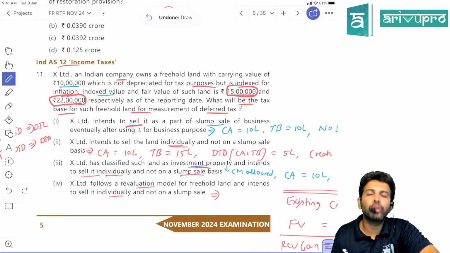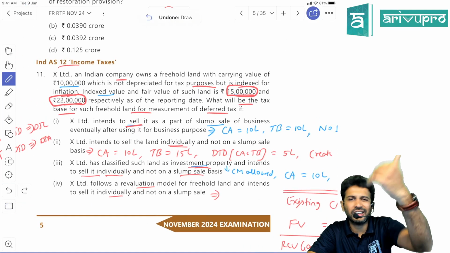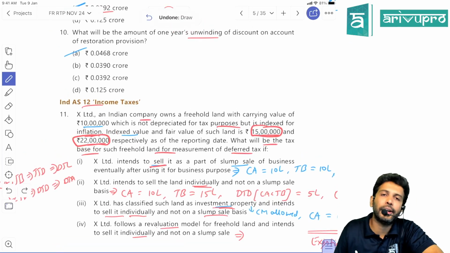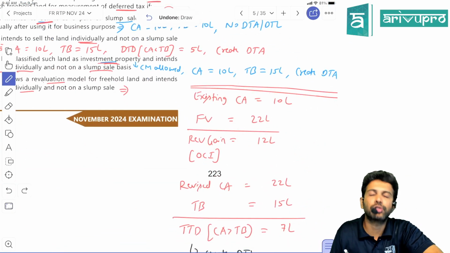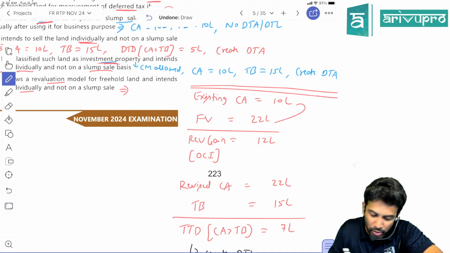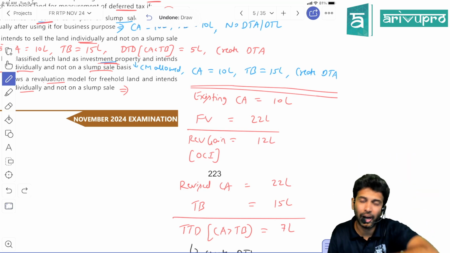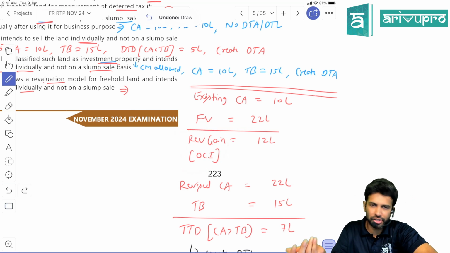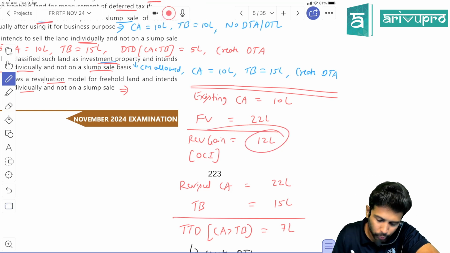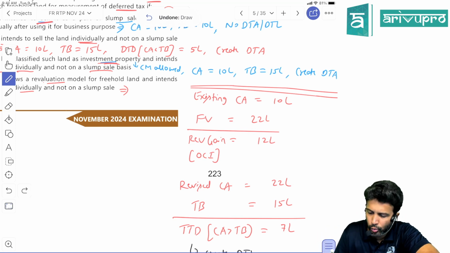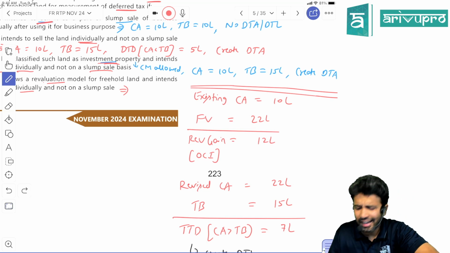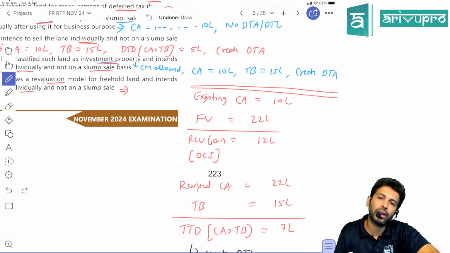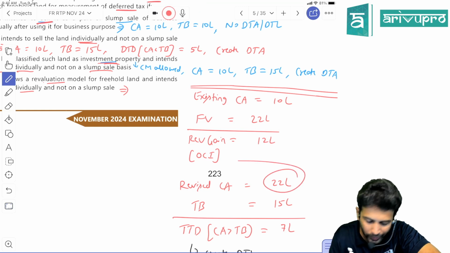Fourth case, they're saying the company follows the revaluation model. Revaluation model means showing the asset at fair value or market value. How much is the market value? 22 lakh. So the carrying amount is 10 lakh, but the fair value is 22 lakh. So 10 has become 22. This is a case of revaluation gain. How much is the revaluation gain? 12 lakh rupees. This revaluation gain is an OCI item, a revaluation reserve. You will transfer 12 lakh to revaluation reserve, which is an other comprehensive income item. Once you book it, since you're following the revaluation model, the carrying amount has to go from 10 lakh to 22 lakh, reaching the fair value or market value mark.